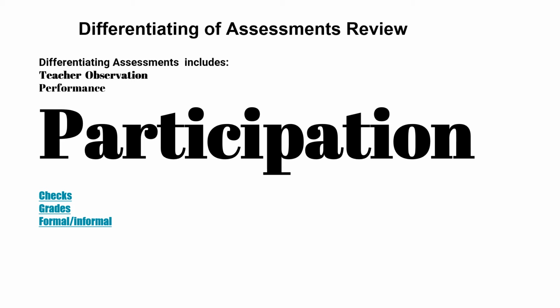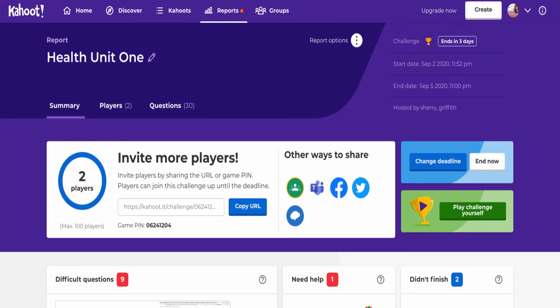Assessments in the health and physical education classroom also include participation. One way to assess participation, whether virtually or face-to-face, is by playing Kahoot. Kahoot is a game that quizzes scholars through multiple choice questions. These questions can pop up live on the screen to assess the whole group, or a link can be dropped in the chat to assess scholars independently.